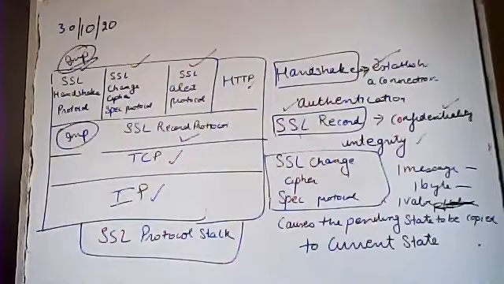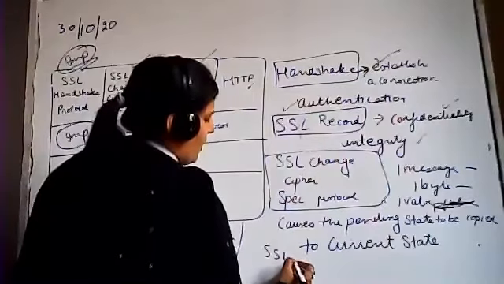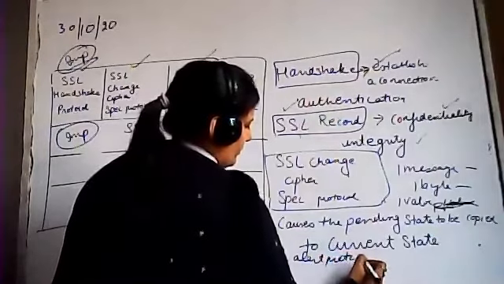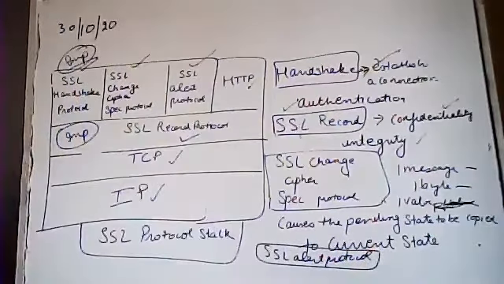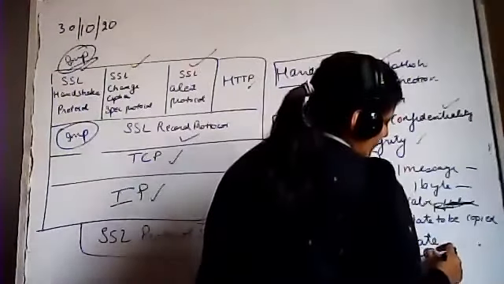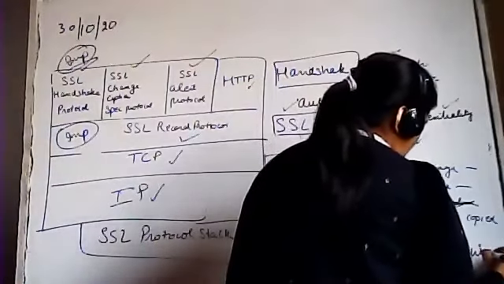In the end, we have the SSL alert protocol. What is the last protocol here? The SSL alert protocol. What is that? Alert protocol means it will tell you if there is any fatal error, or any warning message.